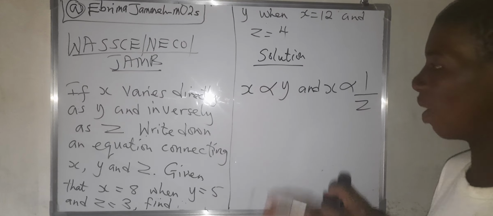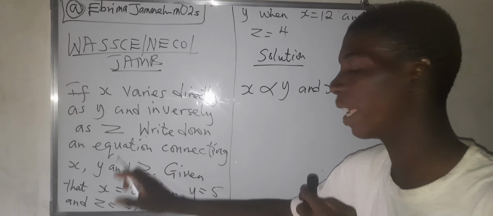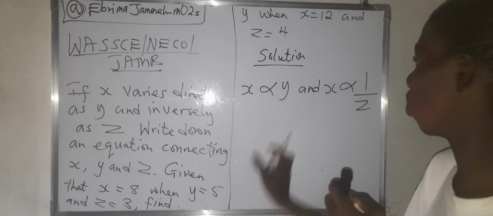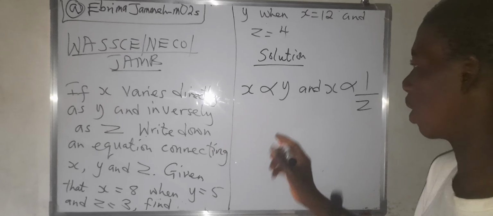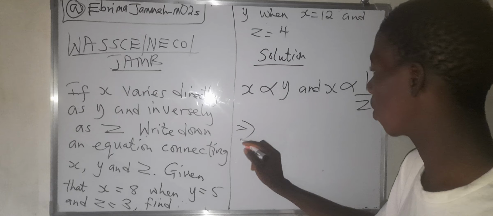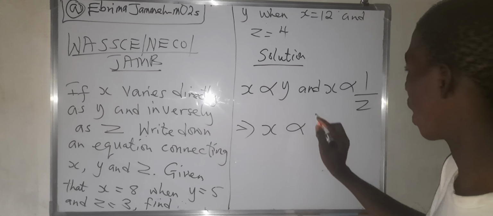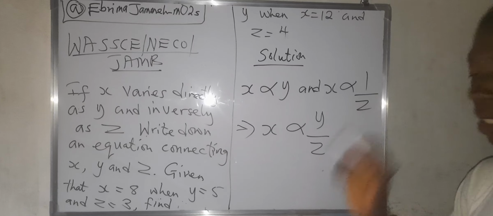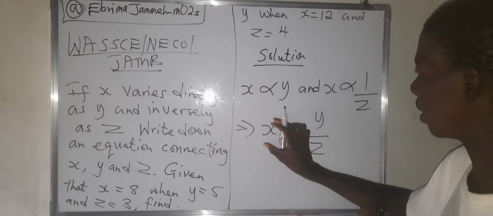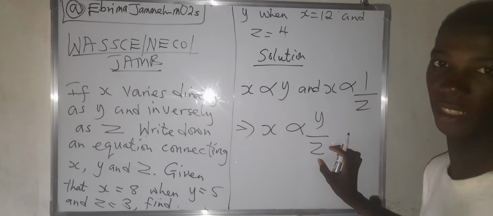Now let's try and join them, because they said to write down an equation connecting x, y, and z. So we are going to join them together. This implies x is directly proportional to y and inversely proportional to z.